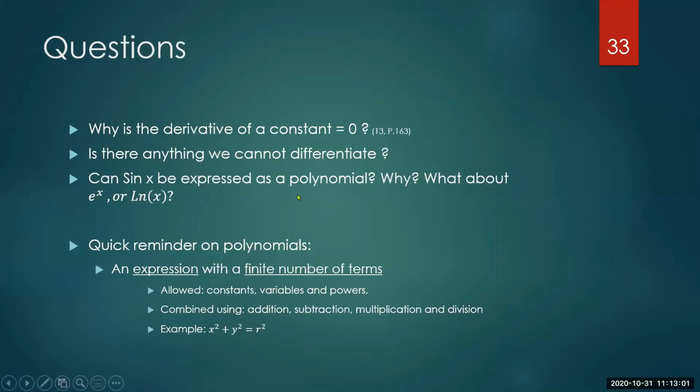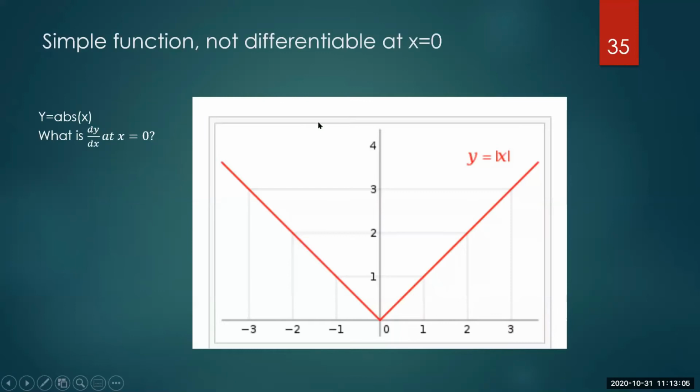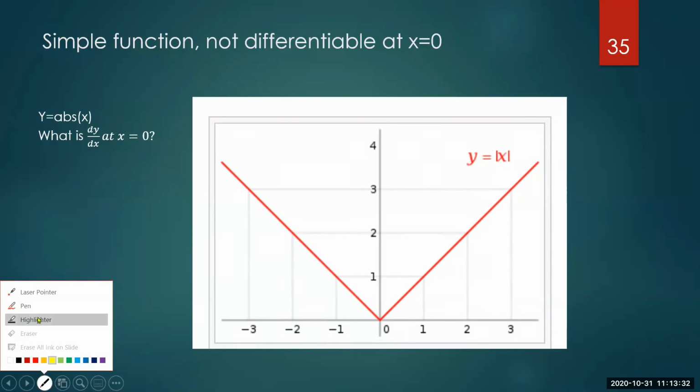So let's move on again. One of the questions that we asked was, is there anything that we cannot differentiate? Here's a very simple function. This is y is equal to the absolute value of x. For those who are not familiar with that function, y is equal to x when x is positive, and y is equal to minus x when x is negative. And the question then is, what is dy dx when x is equal to 0?